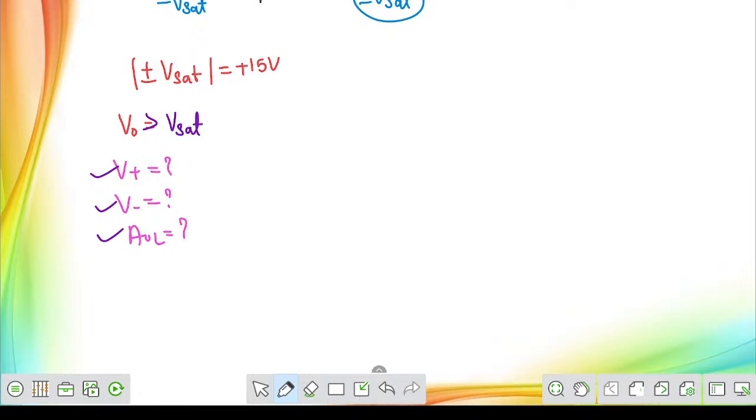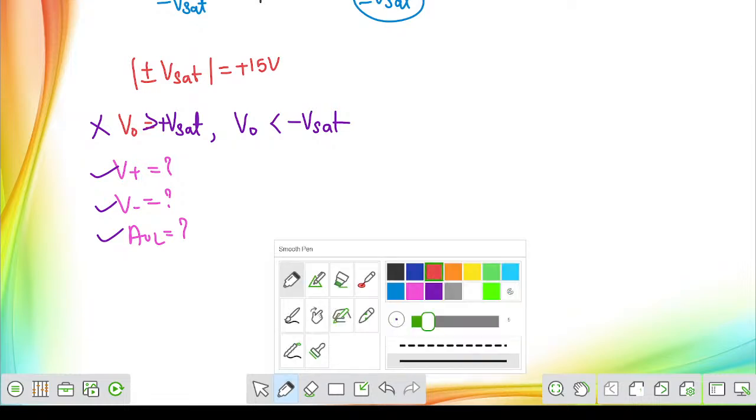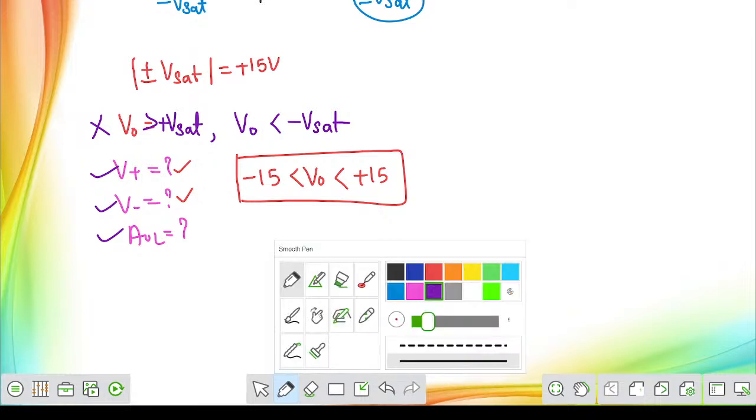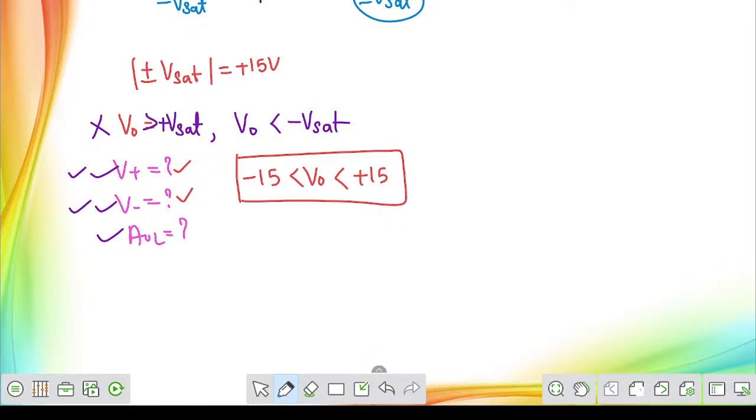If the value of V0 goes greater than plus Vsat, or if the value of V0 goes less than minus Vsat, then in that case, this output voltage will not be possible. So what do you have to do? When I am calculating the output voltage, if it is less than plus 15 and greater than minus 15, then the relation between input and output is linear. For whatever value they give on the input side, you can calculate the respective output voltage. If the output voltage lies between minus 15 to plus 15 while giving different voltages on the input side, then that voltage is acceptable.